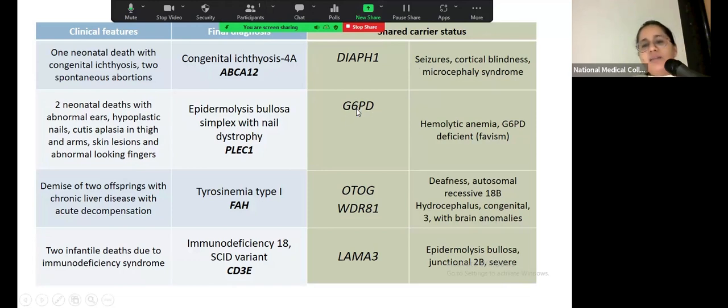In another case, we have a mother carrying a G6PD variant. In this case, we can tell the mother that she is a carrier of G6PD. We will not have a prenatal diagnosis for this, but at least we can counsel her to avoid certain things which will lead to hemolysis.